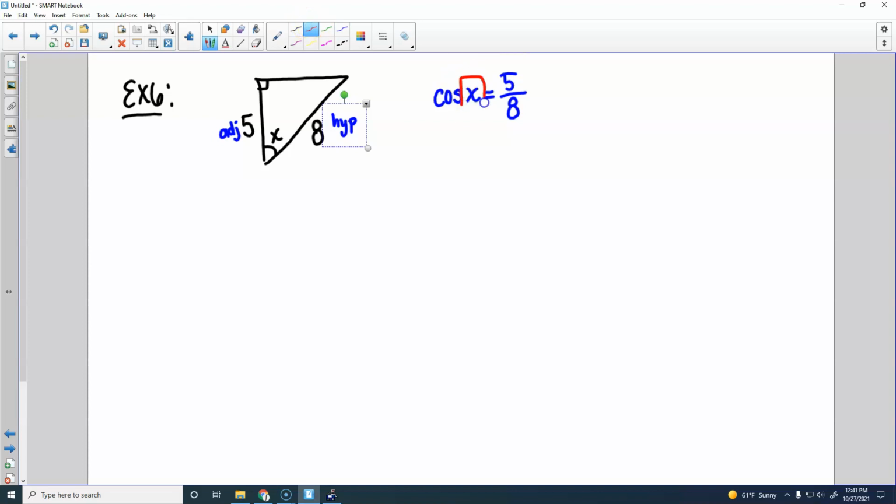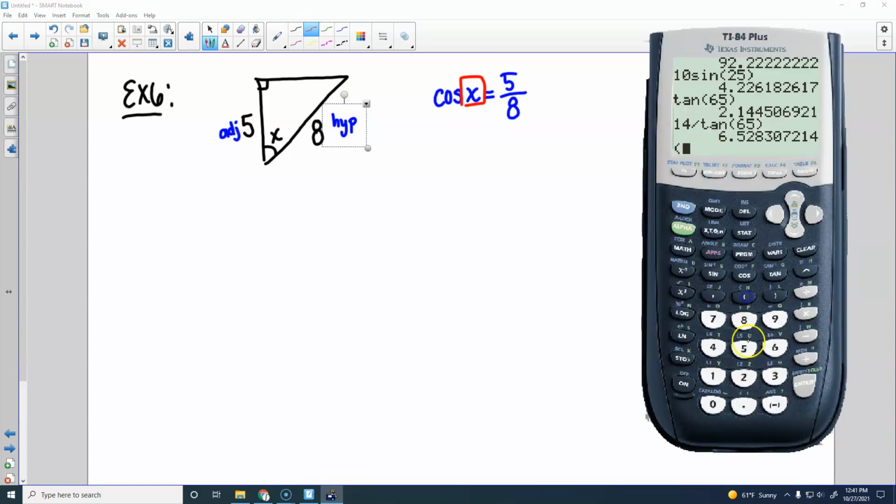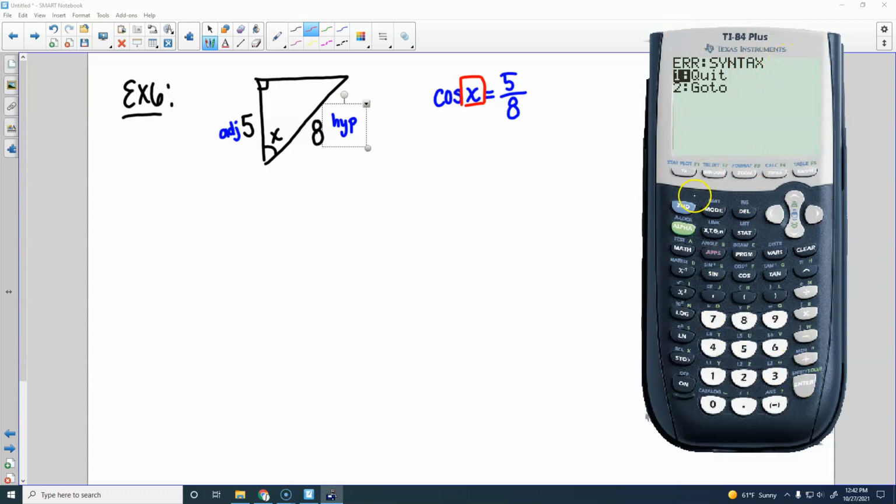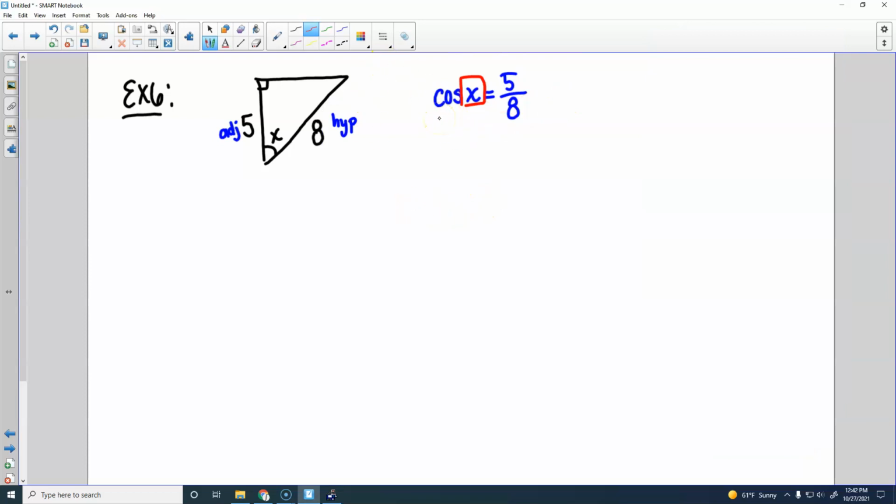So I need to get this x right here by itself, which means I've got to get rid of cosine. We cannot divide by cosine. Because if I try that, if I do 5/8, it's going to give me an error. And the reason it's giving me an error is because I have to be doing cosine of something, right? So cosine's an operation. It's not like a variable or a value here. So like I can divide by cosine of 12, but I can't divide just cosine by itself.